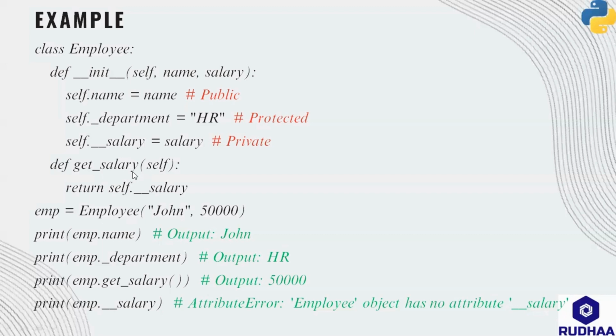So def get_salary(self): return self.__salary. Then emp = Employee, where name and salary are stored. While printing emp.name, since name is a public attribute, it will be printed, and print emp._department. It is a protected attribute, so that will be printed here, and print emp.get_salary(). So get_salary is get underscore salary.